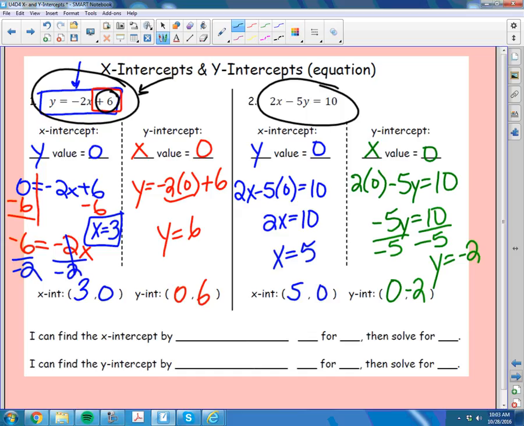You find the x-intercept by substituting 0 for the y value and then solving for x. You can find the y-intercept by substituting 0 for x and solving for y.